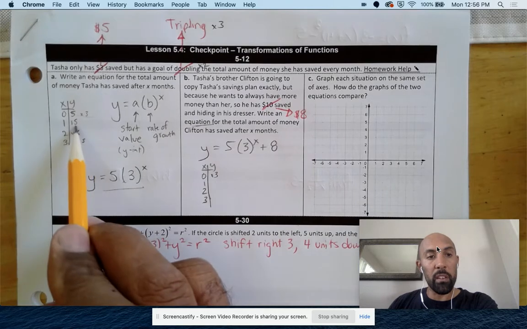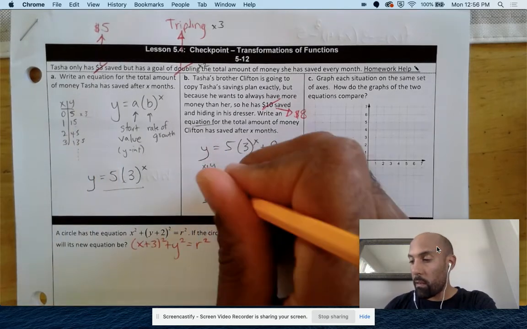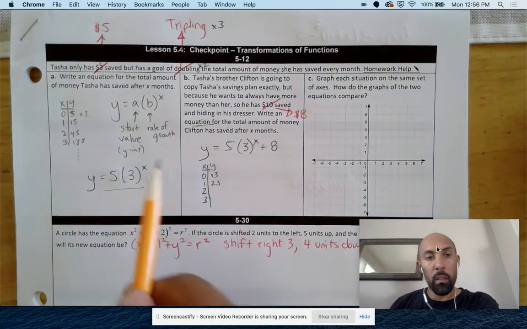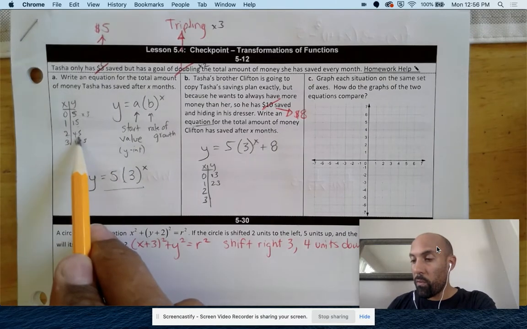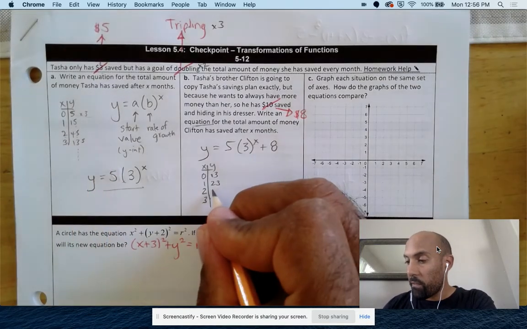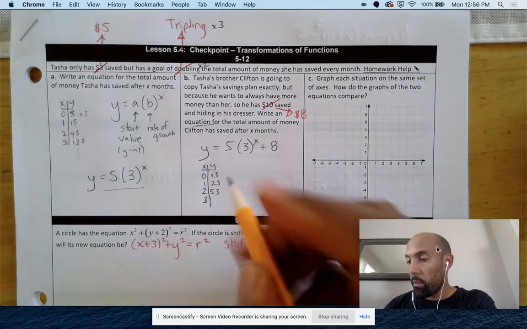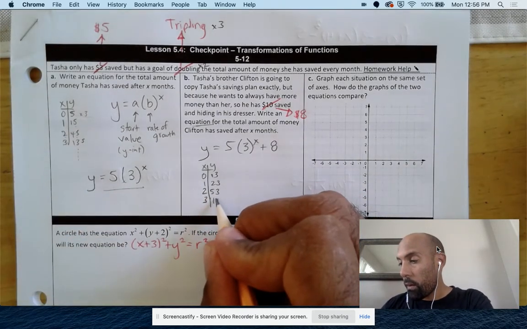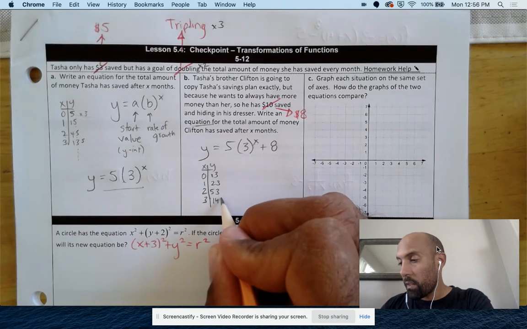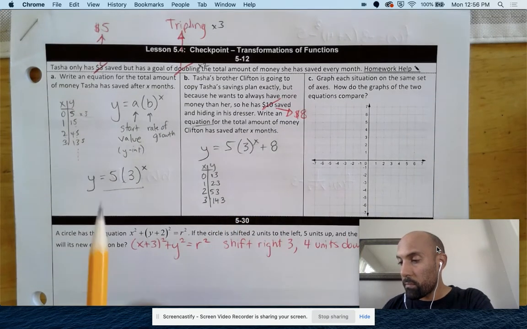What did I get for 1 here? 15. So add 8, I get 23. Here I got 45. If I add 8, I get 53. And here I would get a whole lot more. Okay, so that would be 143, right?